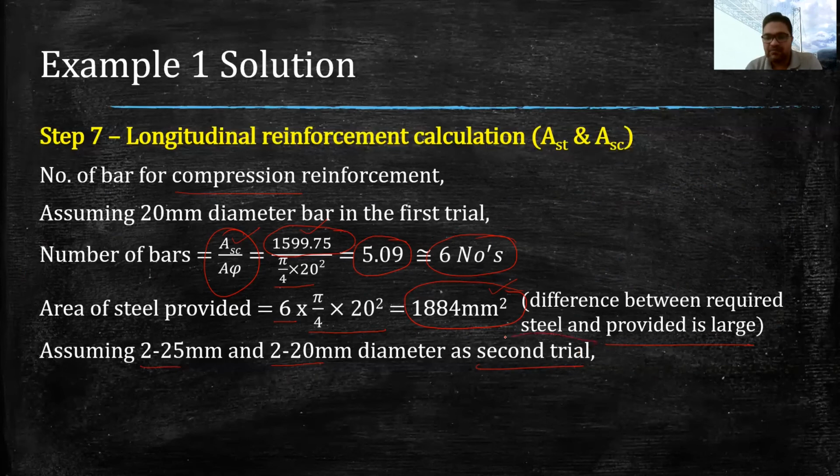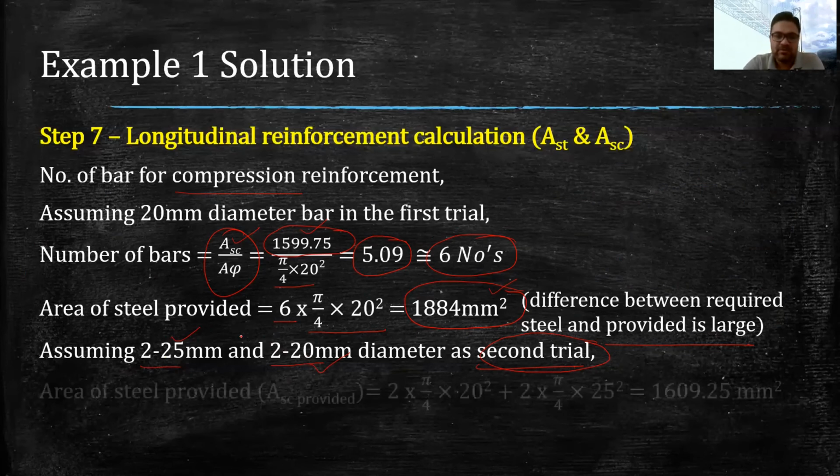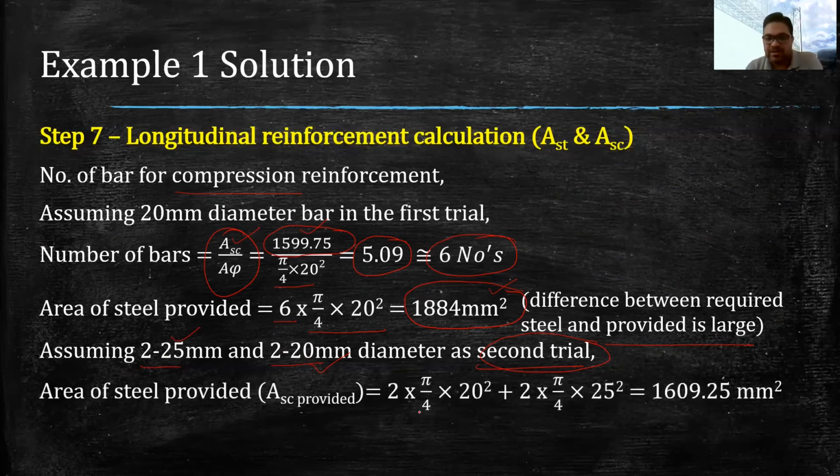So in the second trial, what I'm doing is using a different bar combination: 2 bars of 25 and 2 bars of 20 dia this time. How much area is provided by using 4 bars? This time you can see ASC provided here, 2 bars of 20 mm dia and 2 bars of 25 mm dia, the area provided becomes 1609.25 mm square. So you can see here, required is approximately 1600 and provided is 1609. So the difference between these two again is small. This time we can say that the bars are used optimally.